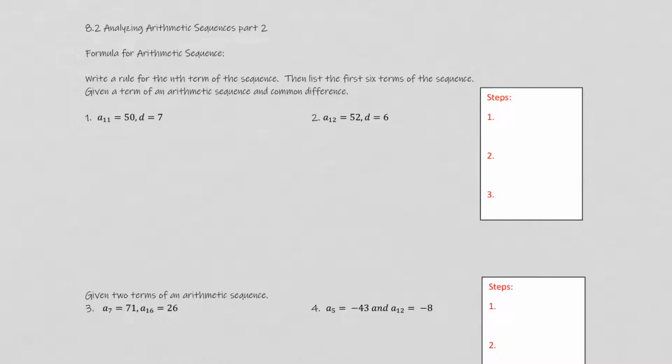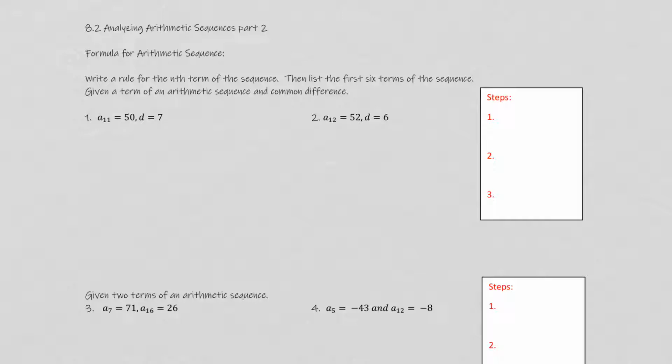Okay, this is part 2 to 8.2. We're talking about arithmetic sequences, and we're going to use more of that formula that we learned in 8.2 part 1. So we're going to now write the rule, so that's what we need that formula for, but we're given different things. We're not given the first term and the difference every time. We're given one or the other, or just two random terms in the sequence.